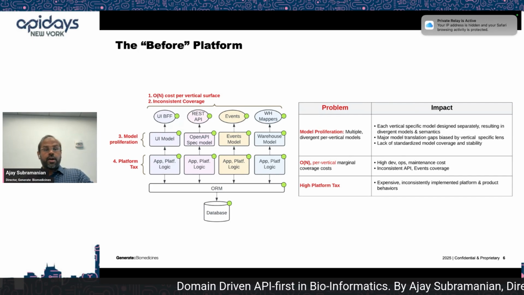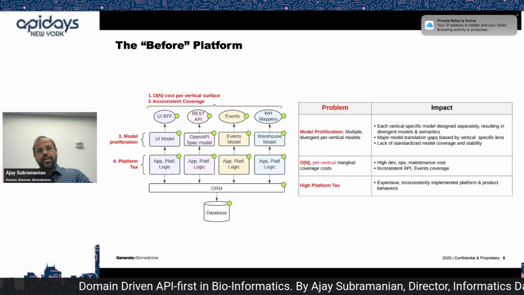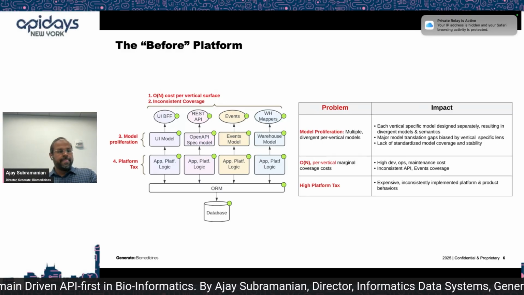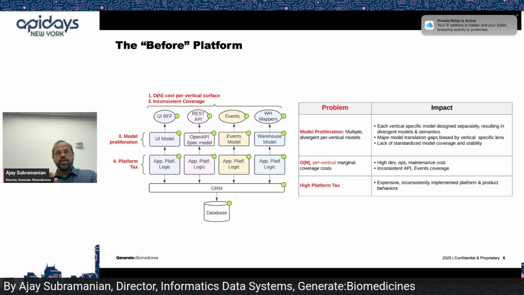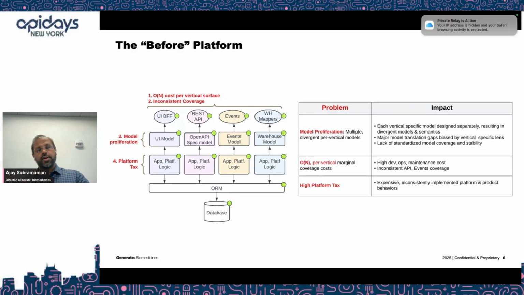We also had a model proliferation problem, which is the third problem that you see, where the model layer is fragmented, and each vertical had its own technical domain-specific model layer, which came up at different points in time as that silo was being built out. This resulted in inconsistent semantics for the models, poor developer experiences, and also inconsistent coverage and behaviors across the product surfaces for the same entity.